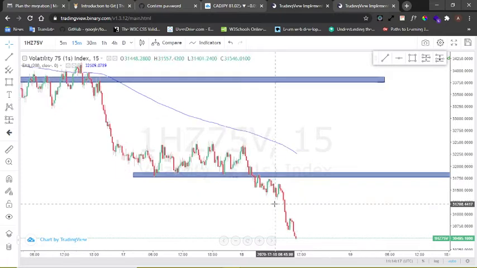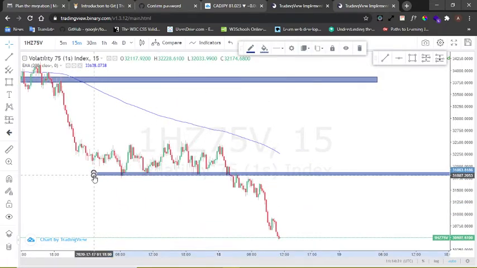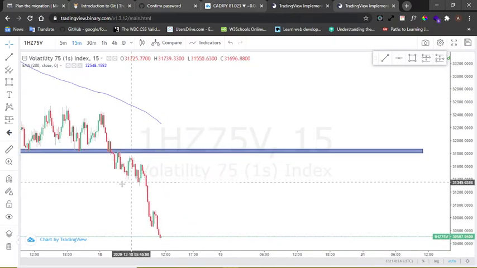Okay, so we have a nice consolidation after the breakout on the 15 minutes time frame. So the consolidation will give us the entry.